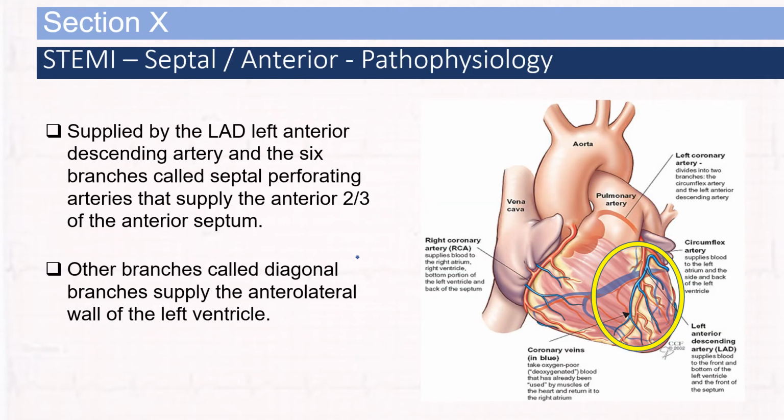Blood is supplied to the septal and anterior portion of the heart by the left anterior descending and the 6 branches called septal perforating arteries that supply the anterior 2/3 of the anterior septum. Other branches called diagonal branches supply the anterolateral wall of the left ventricle.